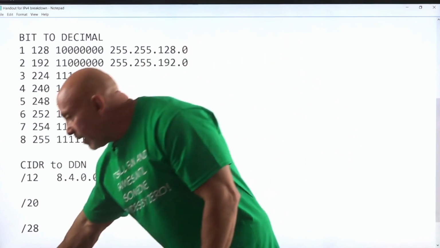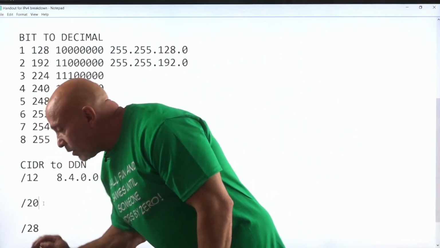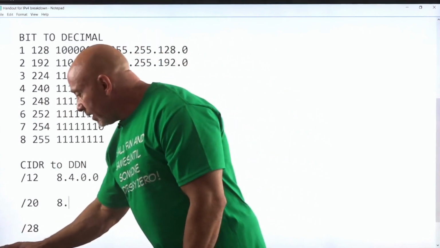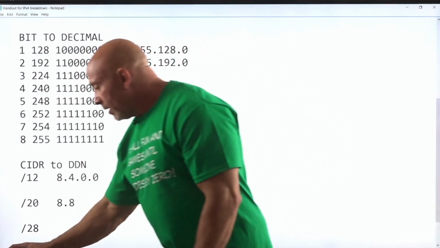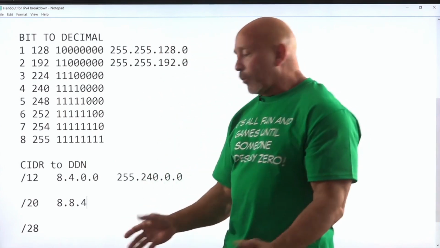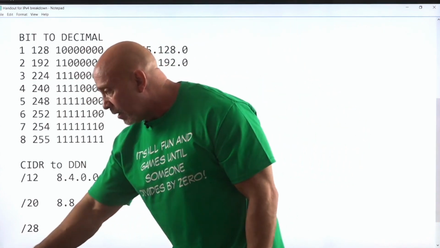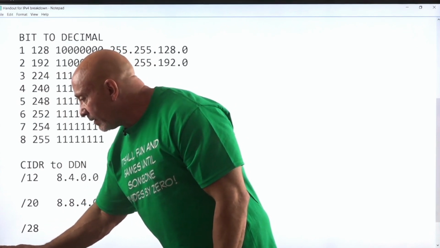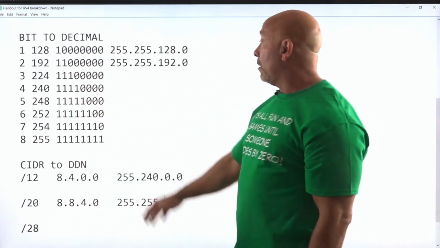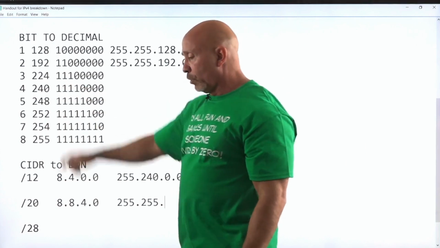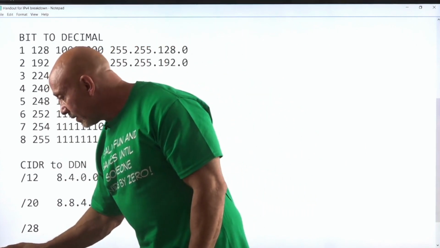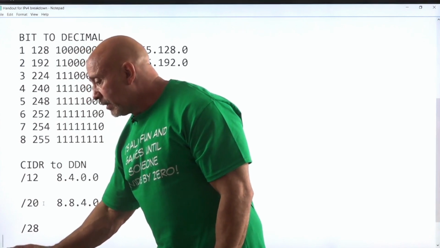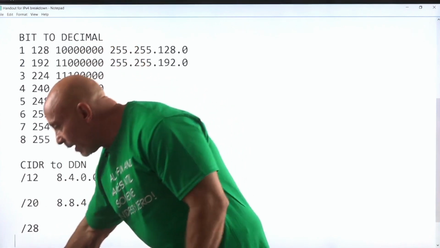All right, let's do the /20. So we got 8, then we got 16, then we got 20. 8 and 8 is 16, 4 more is 20. So that means the last one is 0. So that means we got 255.255, and how many bits? What's the value of 4 bits on? 240. Dot 0. You see how it's coming together? I hope.